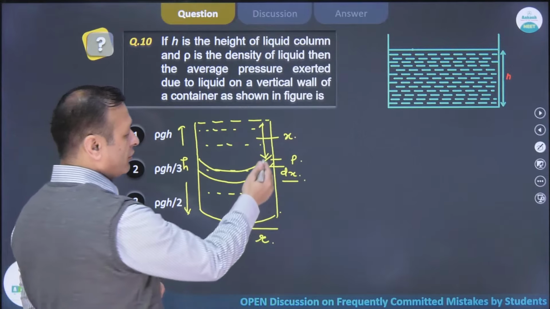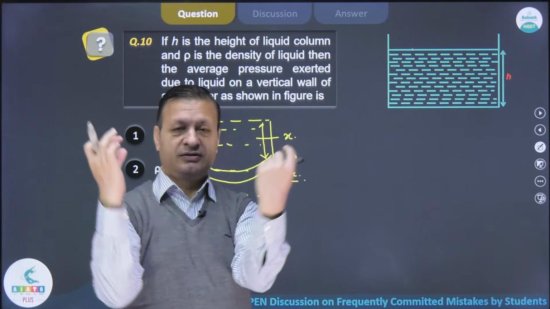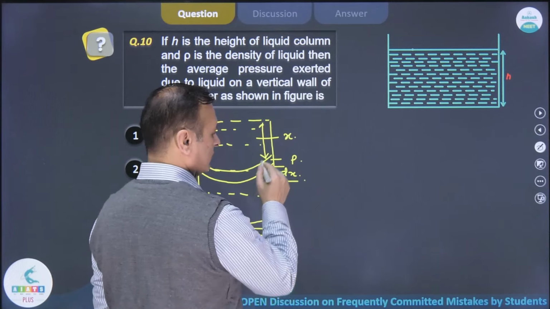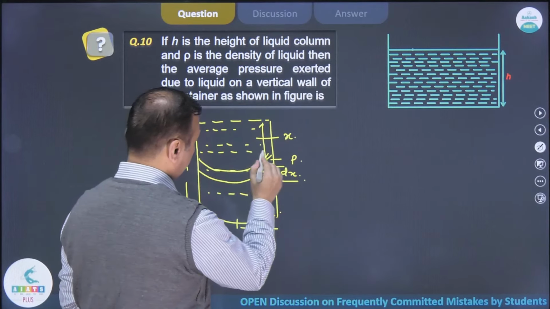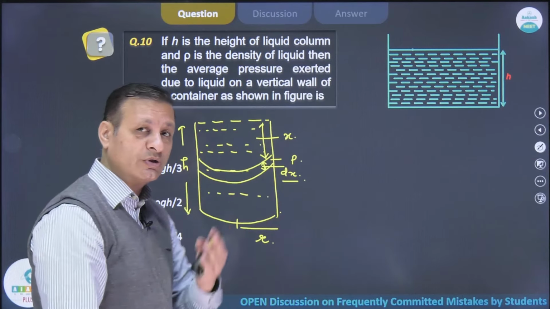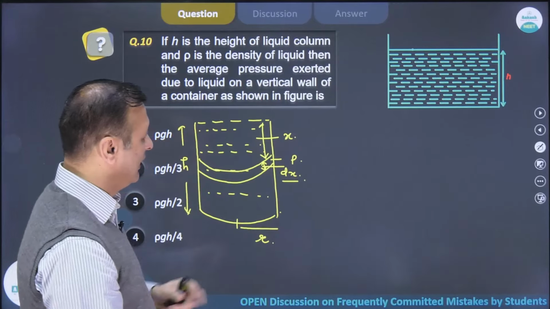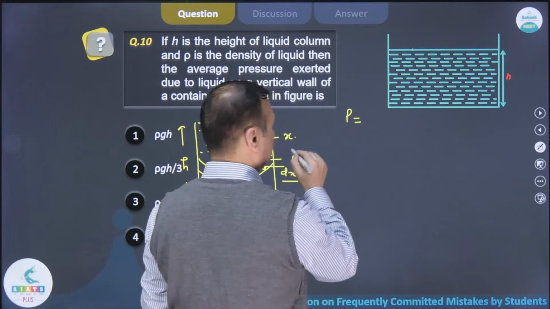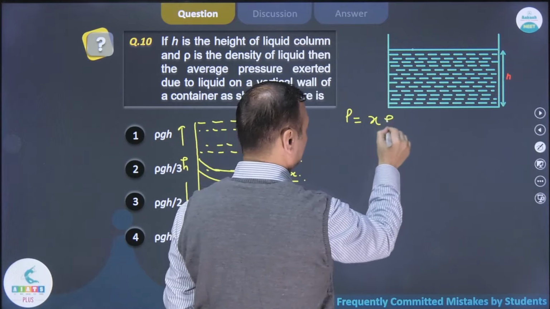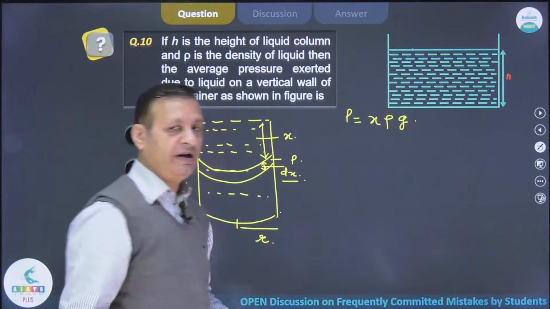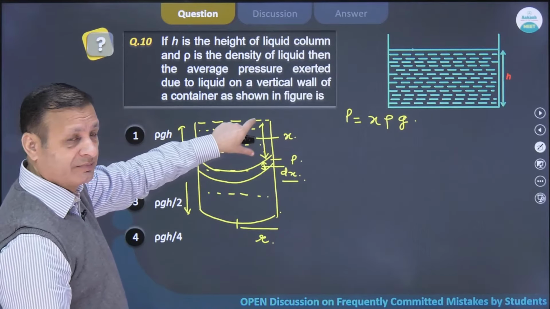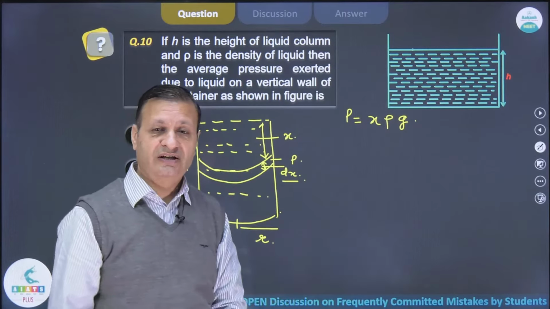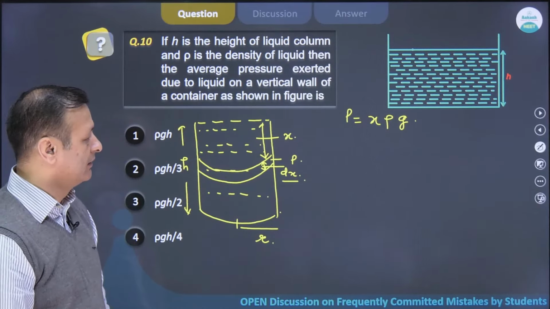Because this is the point of observation, the pressure exerted at this point will definitely be because of the part of the liquid which is at height x above that point. So what is the pressure at that point? Pressure at point P would be x rho g, where x is the height of the liquid column above the point of observation, rho is the density, and g is the acceleration due to gravity.